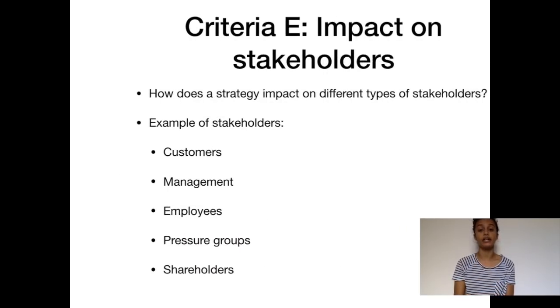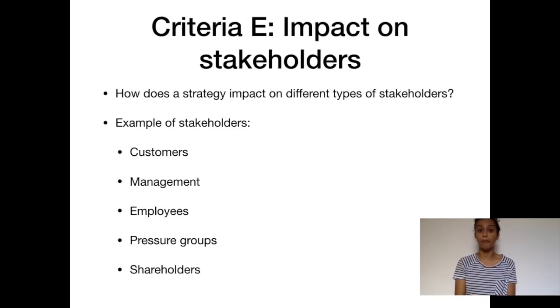The last criteria, criteria E, which is the impact on stakeholders, is probably the most annoying criteria. So you have to talk about how everything that you discuss in your essay impacts different stakeholders. Stakeholders being anyone who is impacted by the actions of the business. It can be internal stakeholders, so the management, the employees. It can be external stakeholders, the customers, pressure groups, government, banks. It can be anything really.